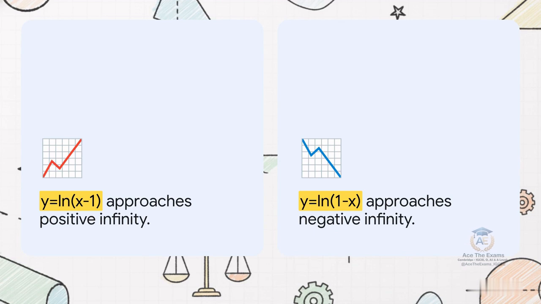The vertical asymptote for both is the line x equals 1. That creates a hard boundary that neither curve can ever cross. So while one curve heads off towards positive infinity on the x-axis, the other mirrors it, heading towards negative infinity. It's a beautiful demonstration of how a simple sign change in the domain completely flips the graphical behavior.